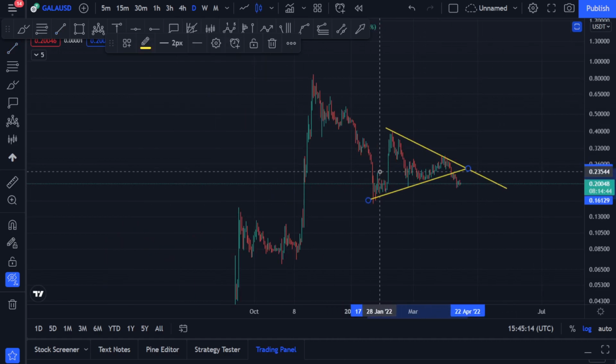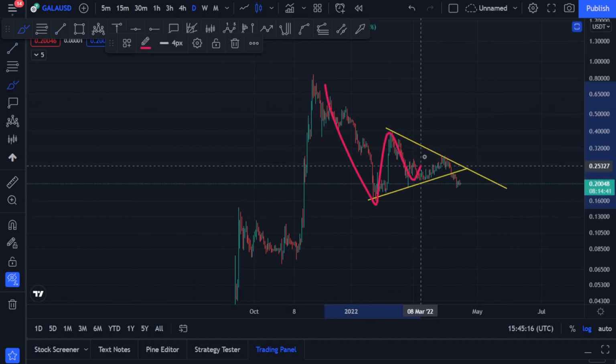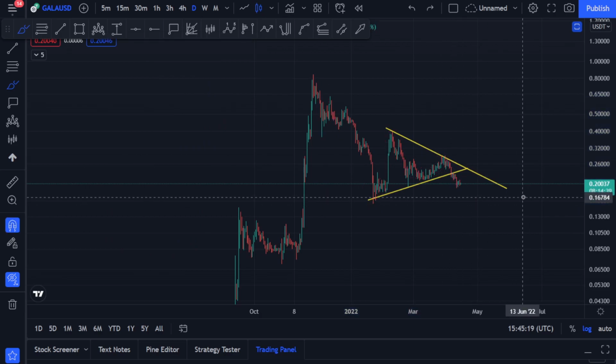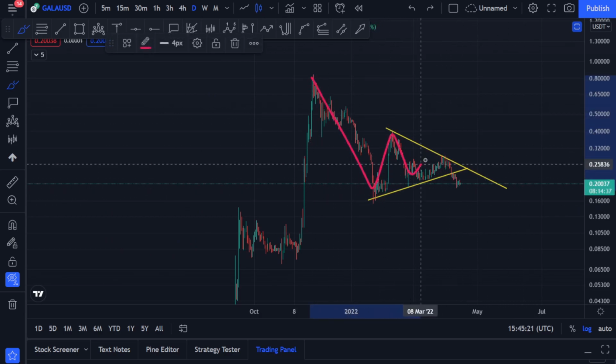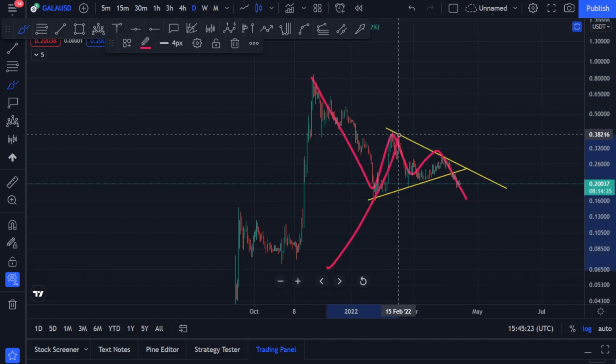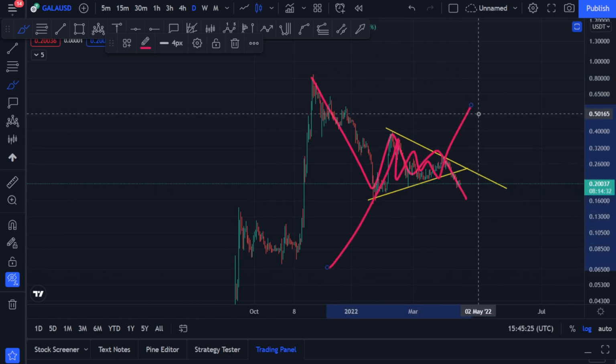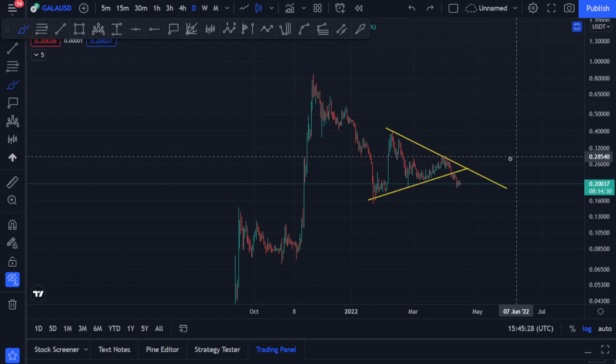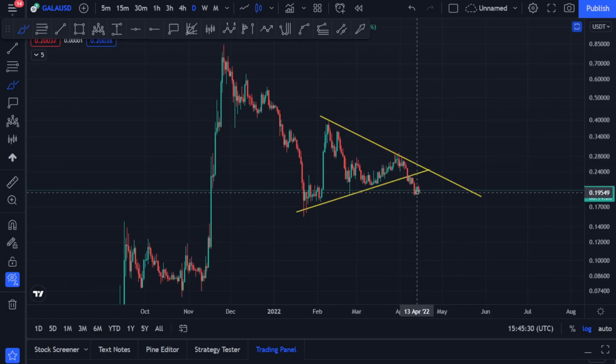symmetrical triangle, and whenever symmetrical triangles are towards the downside, they tend to break towards the downside because the momentum is towards the downside. Now, if we had a symmetrical triangle towards the upside, it usually continues. It's a continuation pattern, basically. So you can see it did break towards the downside.